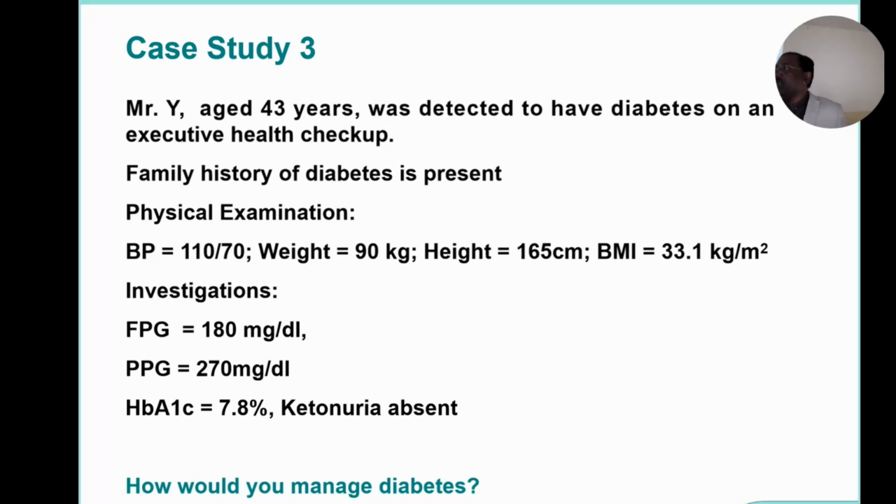You can start with the metformin. A combination is also advisable. Okay. Or you can straight away go for the SGLT inhibitors with metformin also. SGLT inhibitors plus metformin.